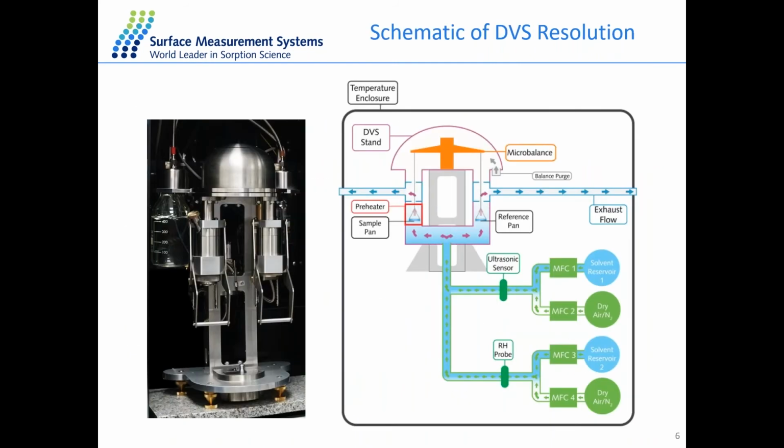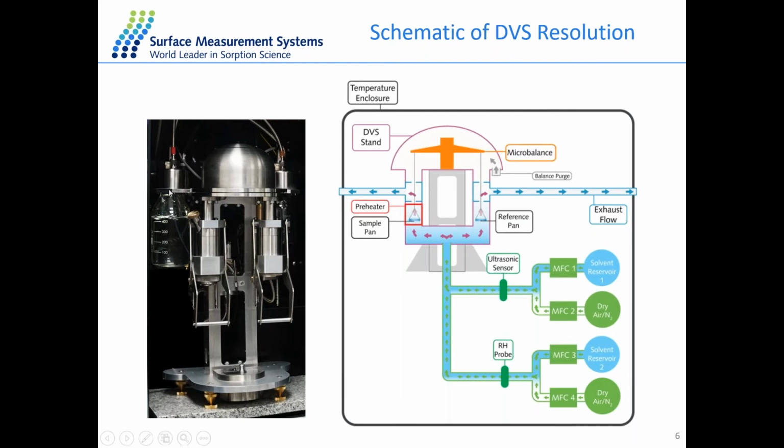Here is an example with one of our systems, the DVS Resolution, which can measure the sorption of both water and organic vapor, as well as the competitive sorption of two different components. In the middle of the system, we have the microbalance. It's connected to both the sample pan and the reference pan. Then we put the sample of interest into the sample pan here.